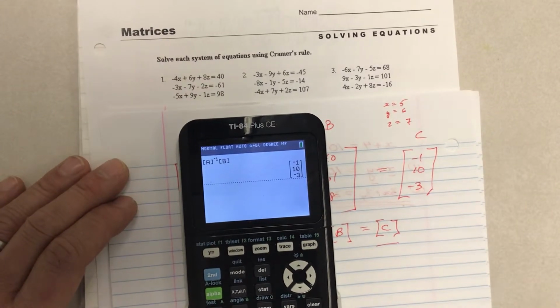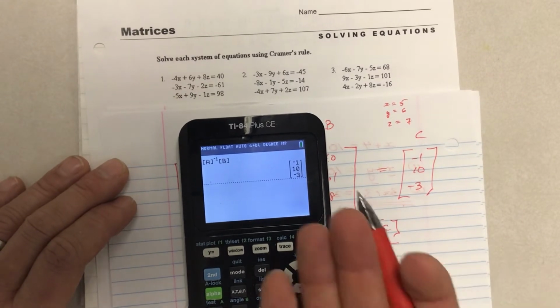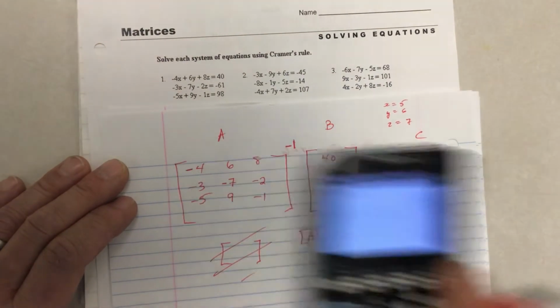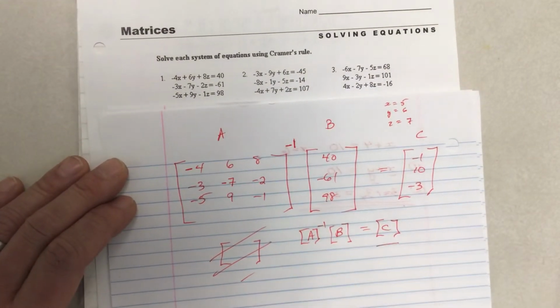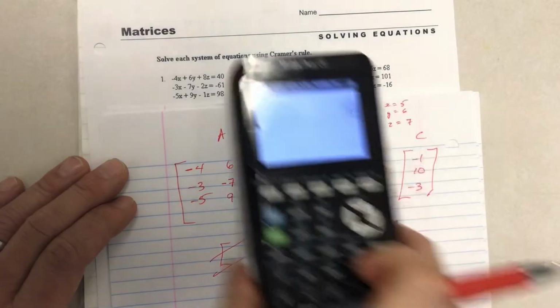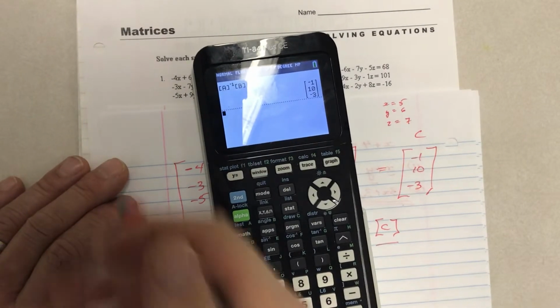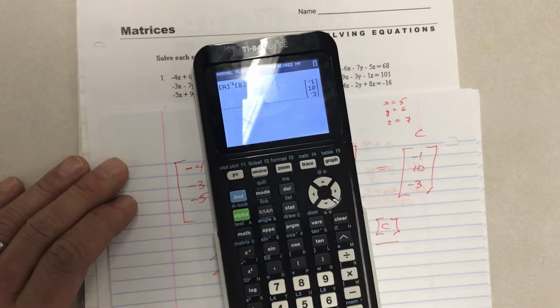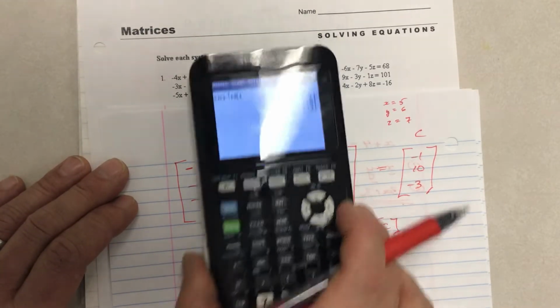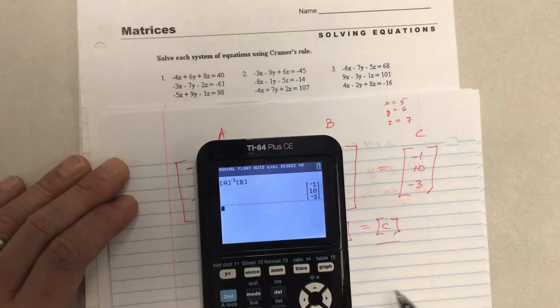We solved 3 equations simultaneously. This would normally take about a page and a half worth of work, but we just solved everything here in about, if we know what we're doing, probably 10 seconds. So that's essentially how you do the matrix.